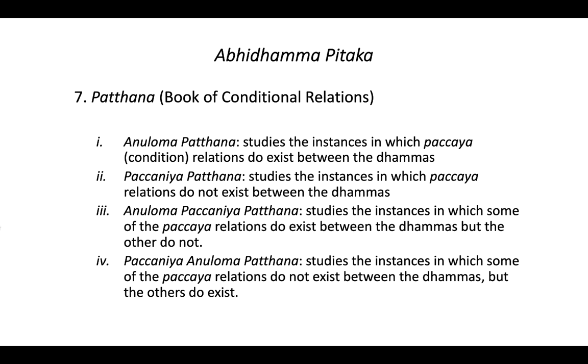Pachaniya Anuloma Patana studies the instance in which some of the Pachaya relations do not exist between the Dhamma, but the others do exist. Each of these in turn has six subdivisions. The great treatise of Patana arranges all conditioned things under 24 kinds of relations. Patana describes and classifies them into a complex system for understanding the mechanics of the universe of Dharma. So this is the end of Abhidhamma Pitaka.